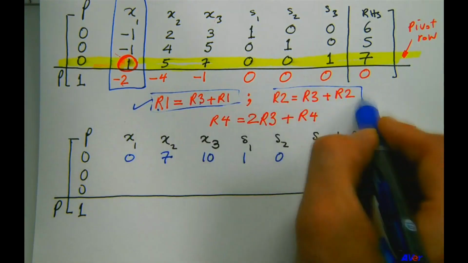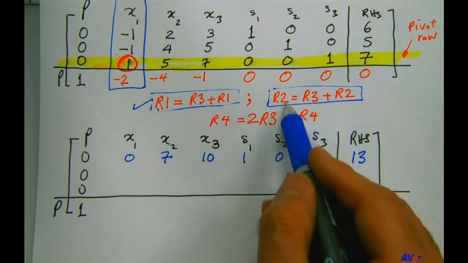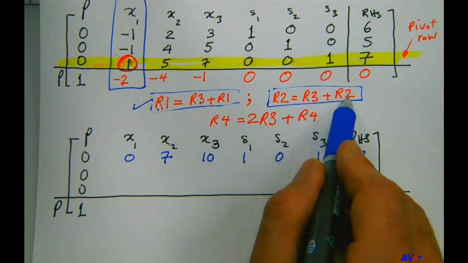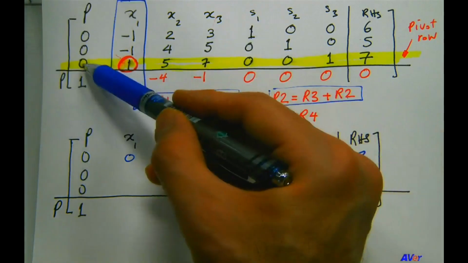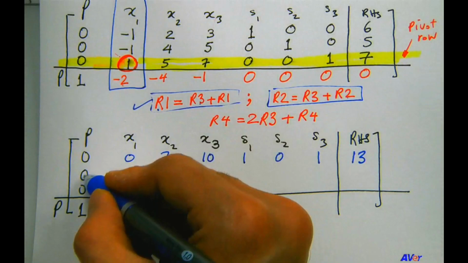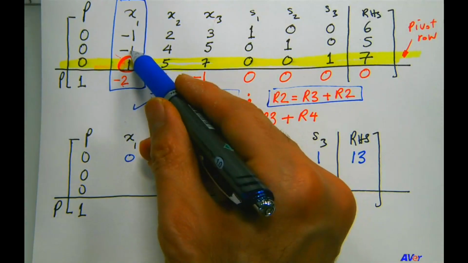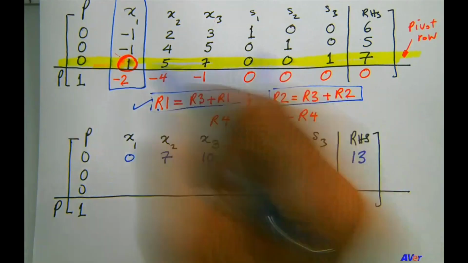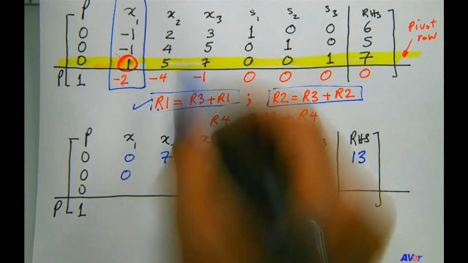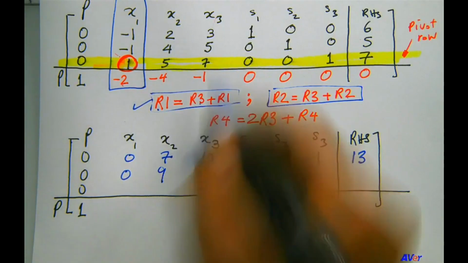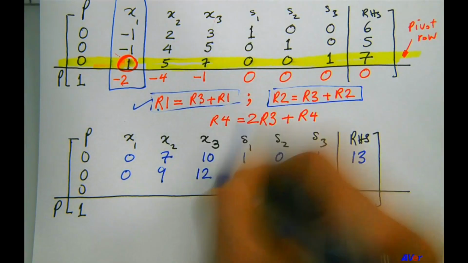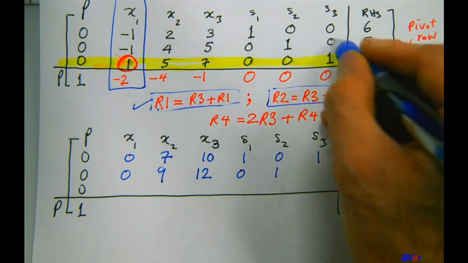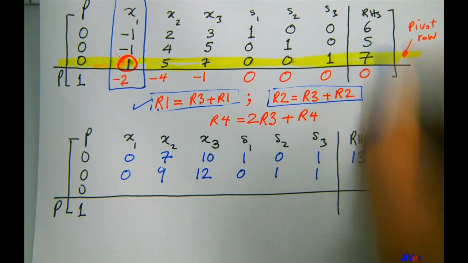Let's move over to this row operation. This is saying to replace row 2, you need to add row 3 plus row 2. Let's do that. 0 plus 0, 0. It's already there. 1 plus negative 1, right? We're adding row 3 to row 2 to replace row 2. 1 plus negative 1, 0. 5 plus 4, 9. 7 plus 5, 12. 0 plus 0, 0. 0 plus 1, 1. 1 plus 0, 1. 7 plus 5, 12.